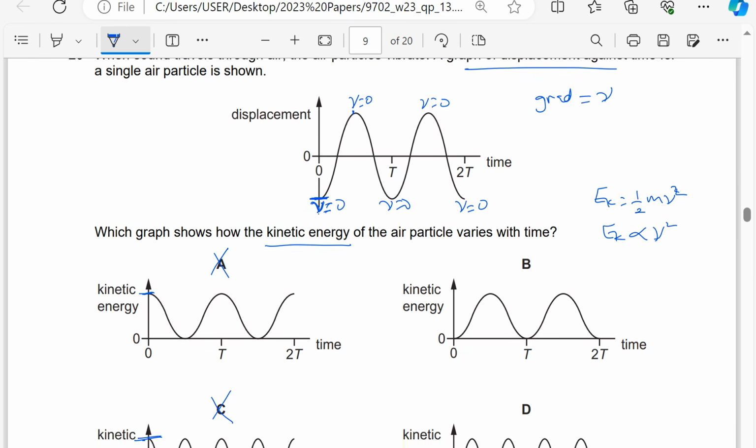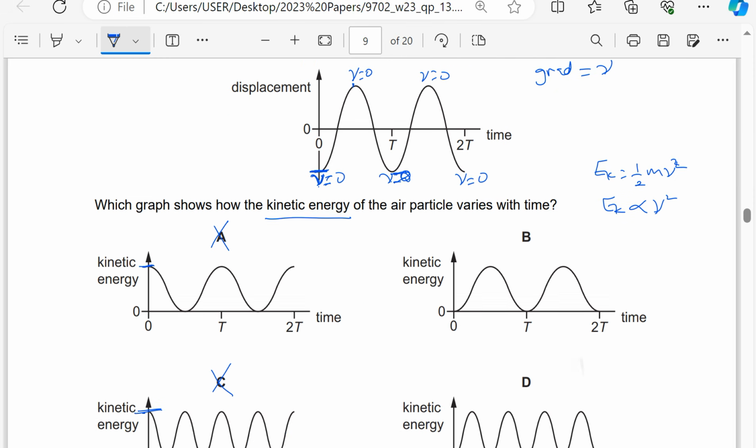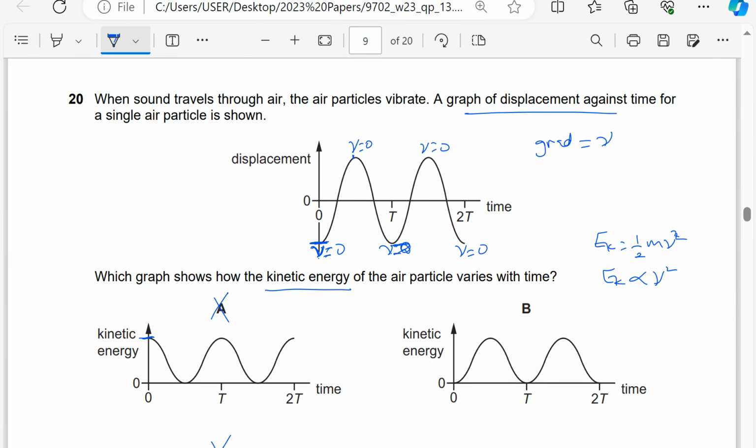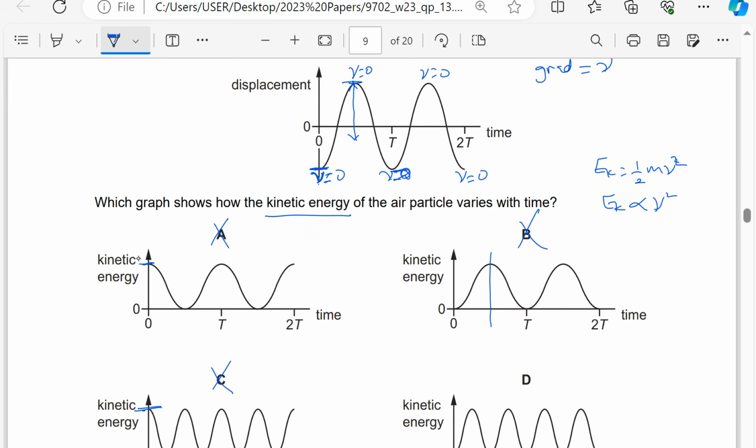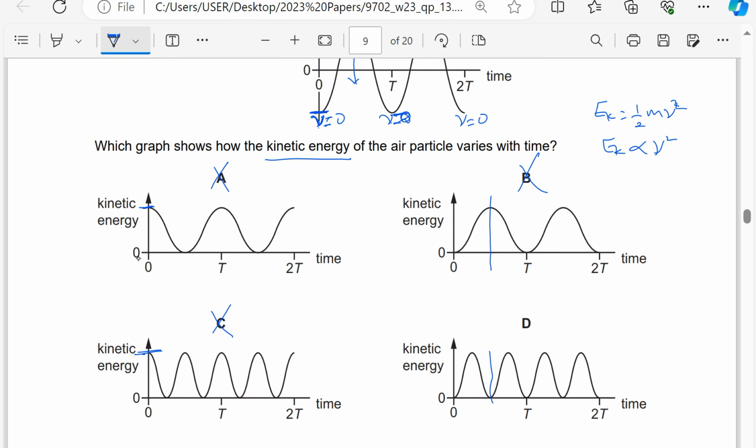So let's come back again. At half a cycle, the speed is again 0 because it has reached maximum displacement. After one period, the kinetic energy goes to 0. Let's check. In both it is 0, so we can't use that. Let's check half a period. Here in B, at half a period, the kinetic energy is maximum, yet the speed goes to 0 here. So B is out. That means at half a period, the kinetic energy goes to zero because the speed is zero. So the answer is going to be D.